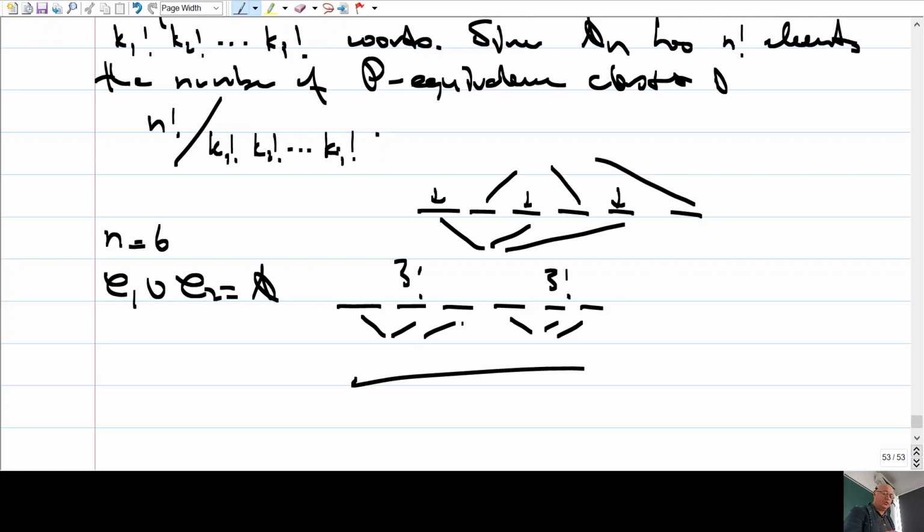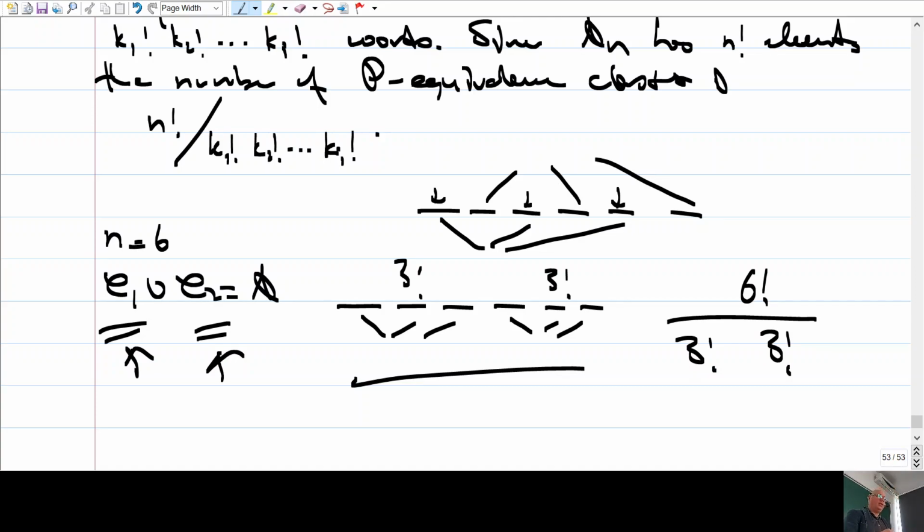What about this word? Suppose the first 3 letters are from C1 and the last 3 letters from C2. Again, the same logic will apply here. Any word which is equal to this one should contain the first 3 letters from the set C1, and the rest of the letters will be from C2. Again, I have 3 factorial times 3 factorial elements. Different equivalence classes, but each equivalence class has the same number of elements. Therefore, the total number will be just 6 factorial divided by 3 factorial times 3 factorial. Okay. So that's the proof.